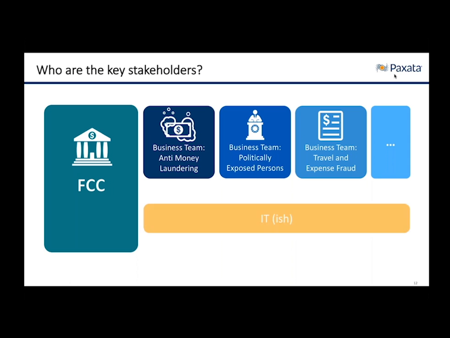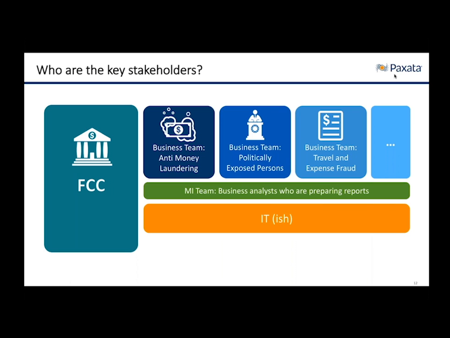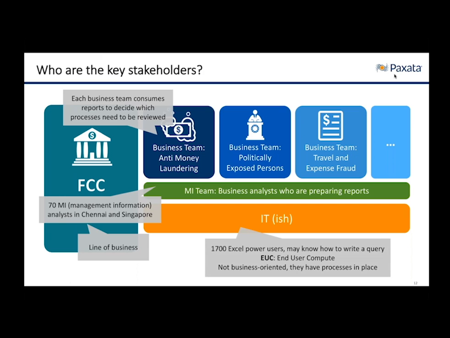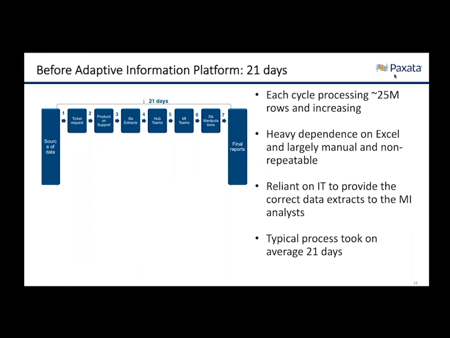And then there's an entire team called the MI team, who are the business analysts who are preparing the various reports. And each one of these folks, you can see, there are a variety of ratios here of the number of people. So there's 70 MI folks, 1,700 Excel power users, all in their end user compute group. So quite complex.